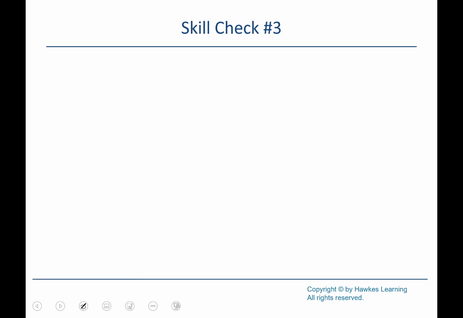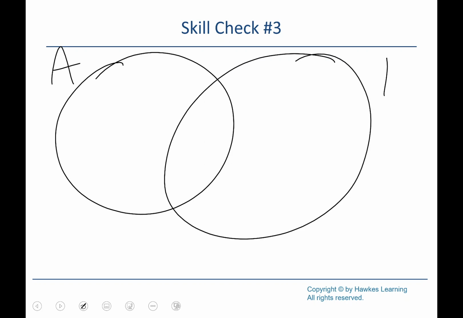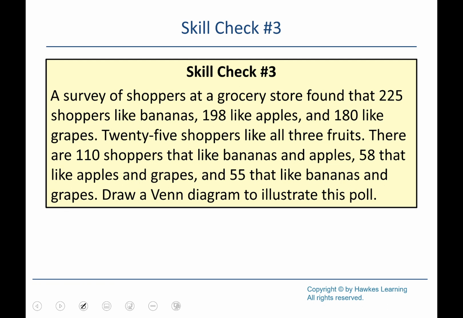Okay, so let's see. There's apples, bananas, and grapes. Okay. Then I'll go back and actually start reading the information they give me. And remember, we're looking for the most inside section. So we're going to see if we see anybody that liked all 3.